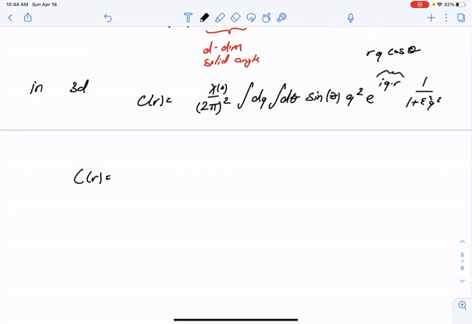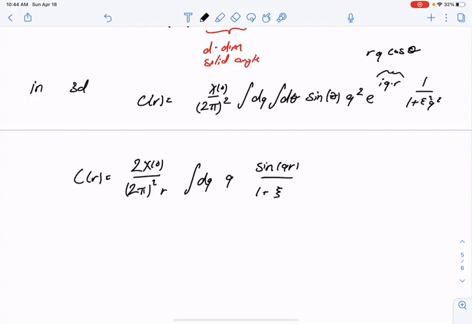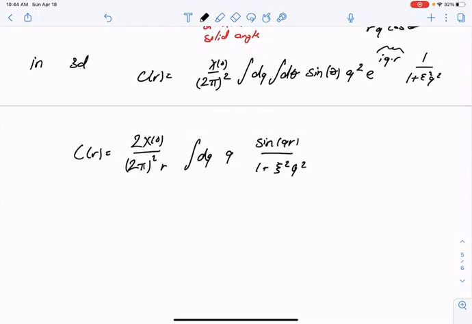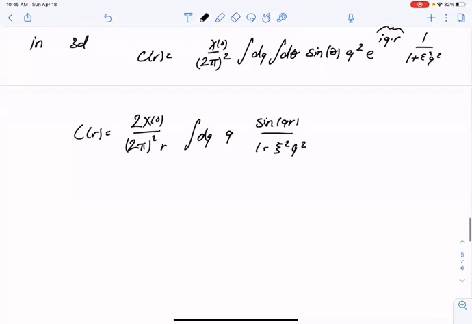leaving us with the 0 wave vector value of chi over 2 pi factors, 2 pi factors from the definition of the Fourier transform, a 1 over r and an integral dq q sine of q times r over 1 plus correlation length squared q squared. That's an integral that we can do. In fact, we've seen that exact integral before.